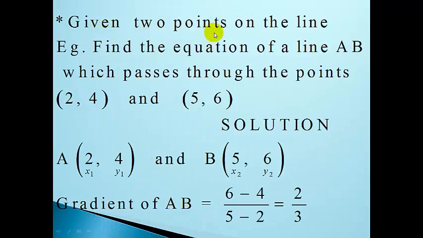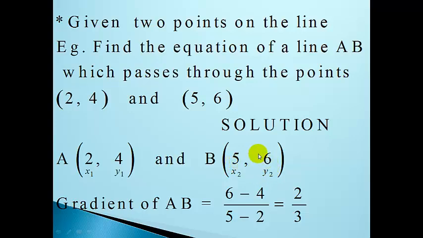Now when we are given 2 points on the line, how do we find the equation? Example, find the equation of a line AB which passes through the points (2, 4) and (5, 6). So we are given 2 points on the line. How do we find the equation? Now we have point A, that is (2, 4). 2 is x1 and y1 is 4. With point B, (5, 6), x2 is 5 and y2 is 6.